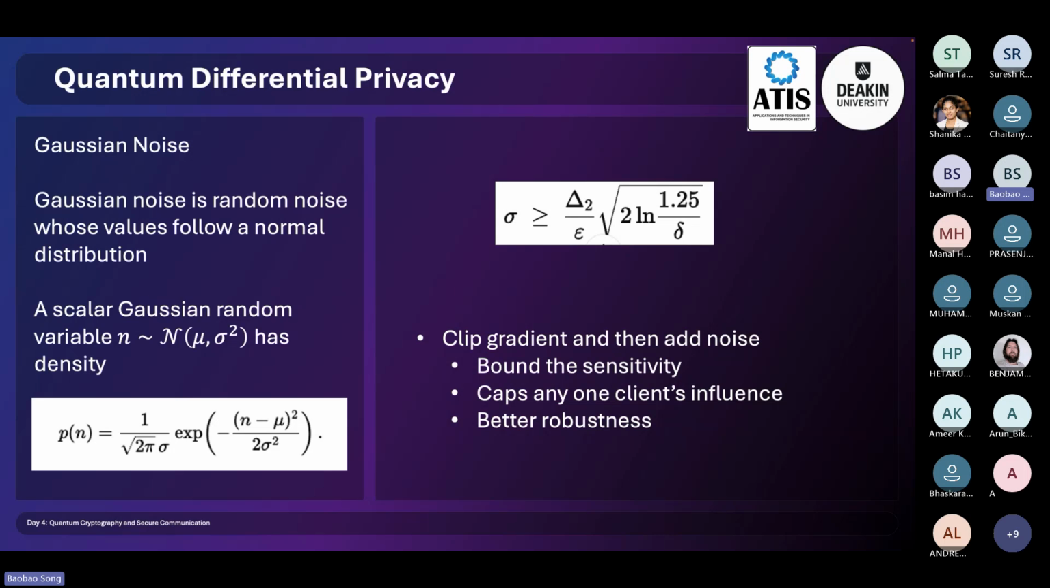And the second reason is to cap any client's influence. That means if the client is not a good client, and it wants to upload a very large model parameter to destroy the global model, you have to limit the influence, so you can use the clip step. And the last reason is that it can give better robustness to the model.